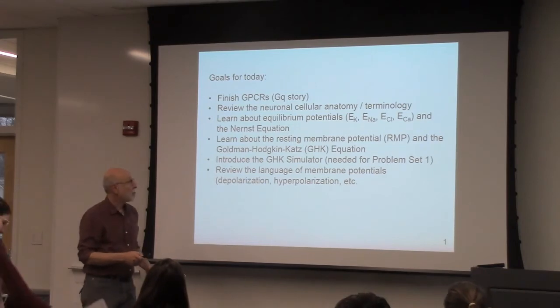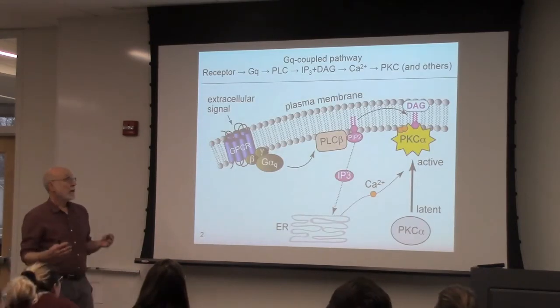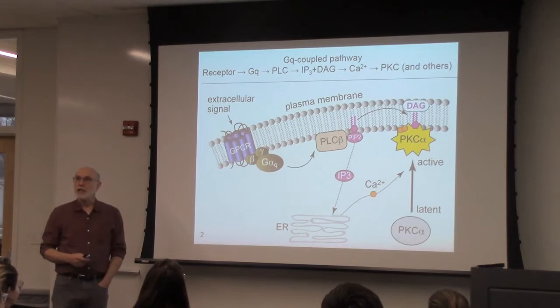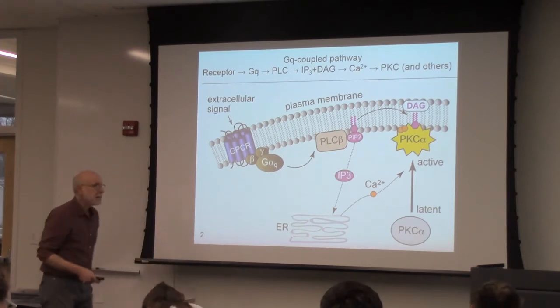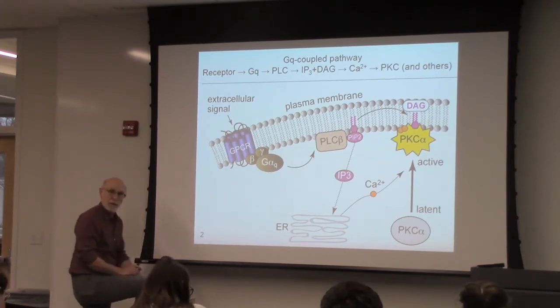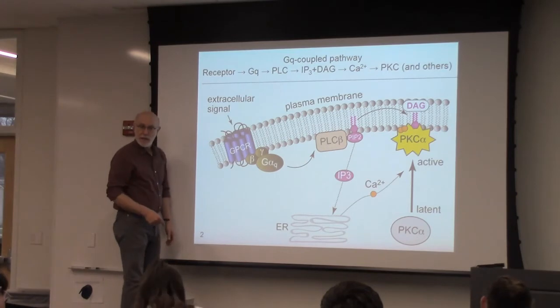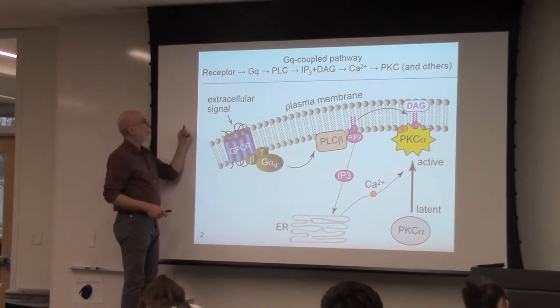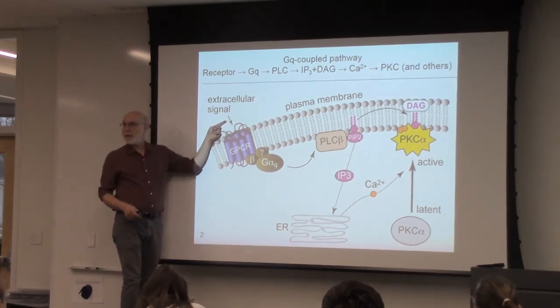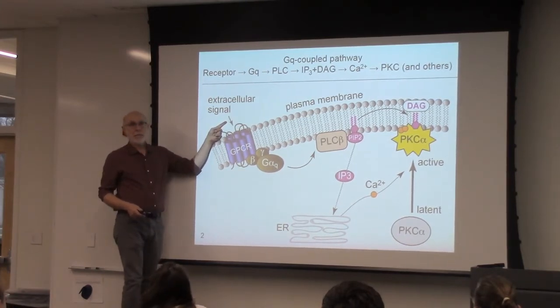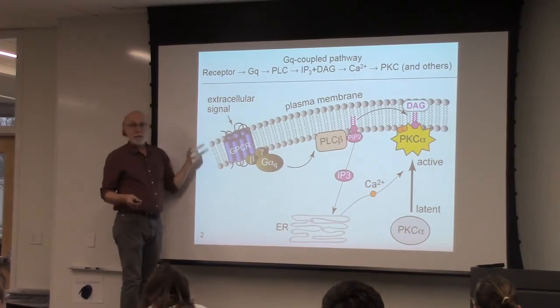So that's what we're doing today. So here is an image of the Gq story. Let's walk through it. You can annotate your pictures. I gave it to you as a handout. Annotate this one. So what's embedded in this arrow? Anybody? The ligand.